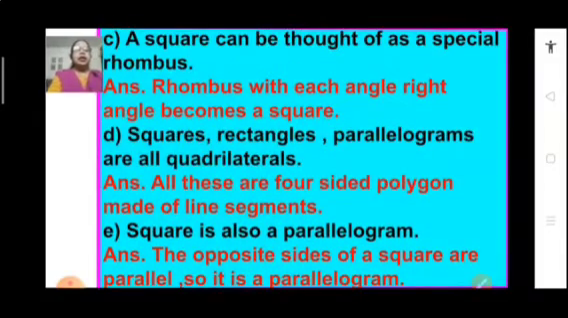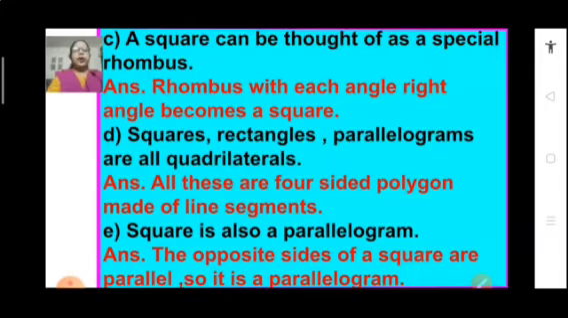Then C, a square can be thought of as a special rhombus. So what is the difference between a square and a rhombus? In a square all the angles are right angles, whereas in a rhombus only opposite angles are equal. So a rhombus with all the angles right angles becomes a square.